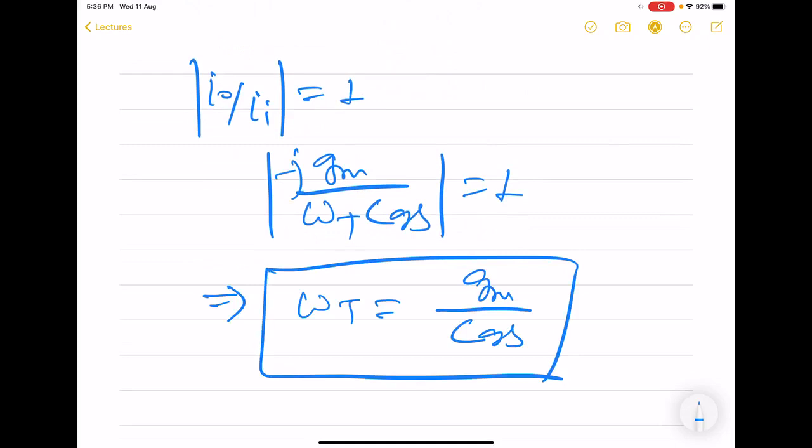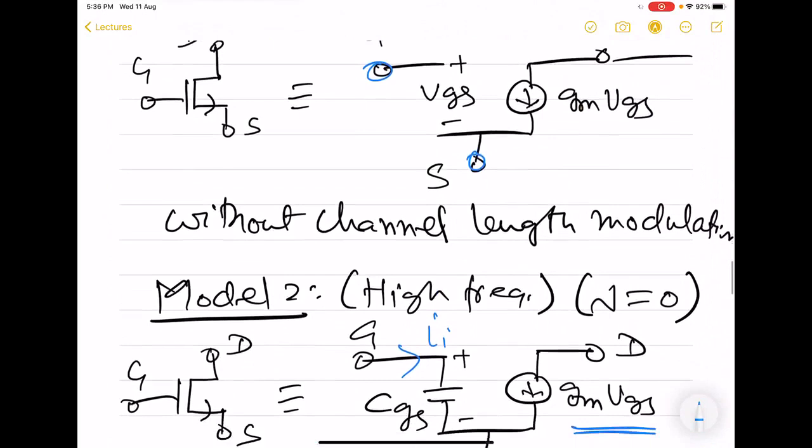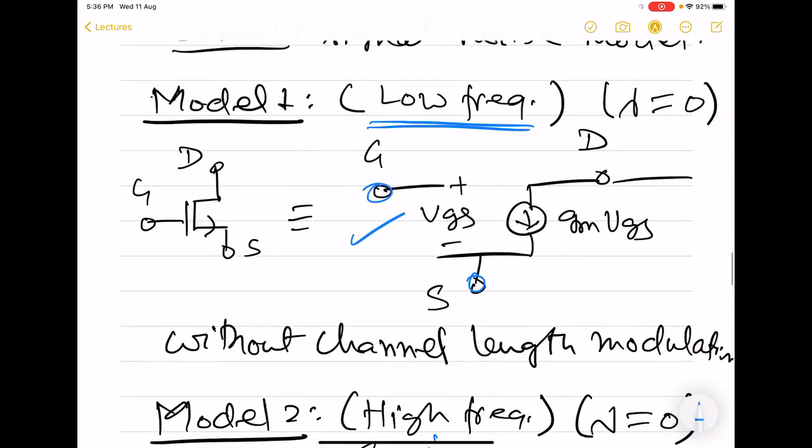Now you can see that if we have a MOS which has very small CGS, the parasitic capacitor, then omega T is going to be very large. Very large omega T amounts to having a very low CGS, and if you have very low CGS, then you can neglect it and take this model as a sufficiently accurate model for the MOS. That is why I mentioned this model, which is typically used for low frequency. This low frequency can also be equivalently interpreted as a very high omega T. If you have a very high omega T MOS, that is equivalent to taking this model for the MOS for analyzing the given circuit even at high frequency.